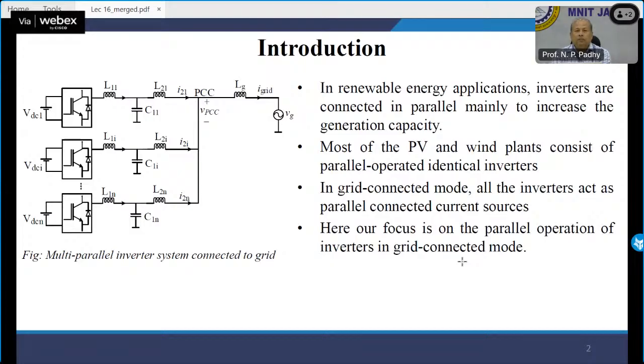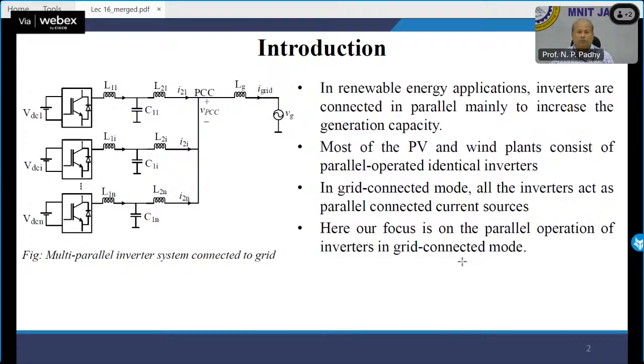In renewable energy applications, inverters are connected in parallel mainly to increase the generation capacity. Most PV and wind plants consist of parallel operated identical inverters. Normally, if I have to make something like 50 kilowatt, I will take 10 kilowatt capacity units and put them in parallel and connect them. So they are of the same variety most of the time.